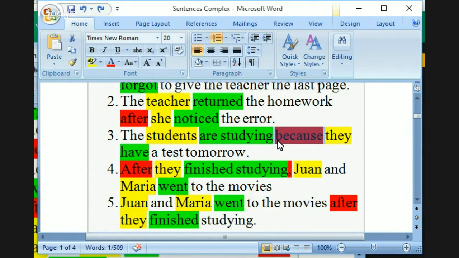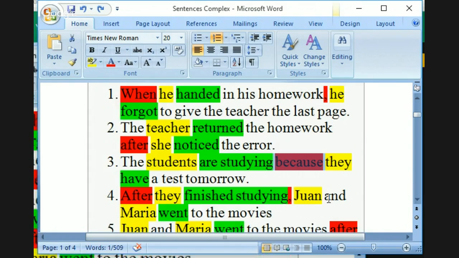The only real significance of time subordinators like when, while, after, as soon as, during, if, unless, is that you cannot use future tense with any time subordinator. I can use a future tense with because, not a problem. Because they will have a test tomorrow, no problem.